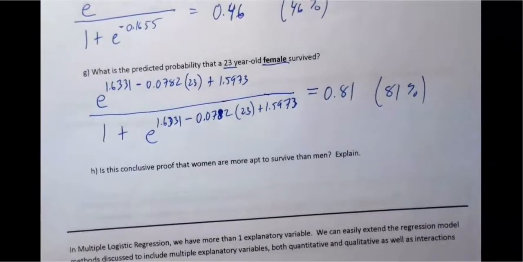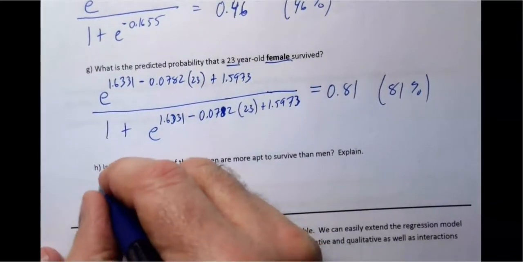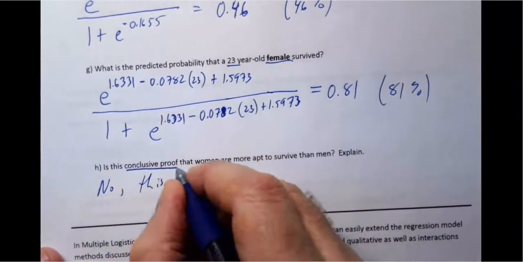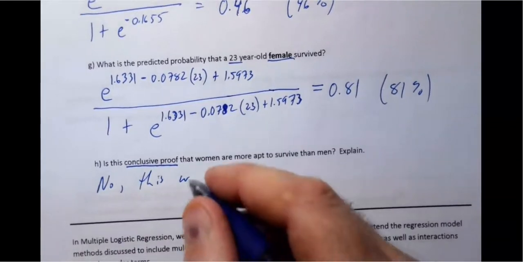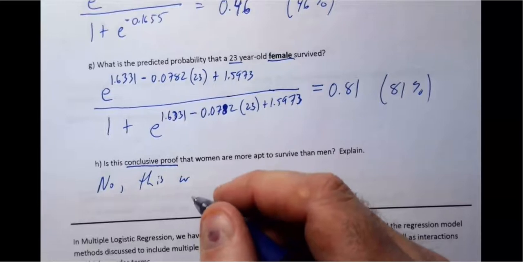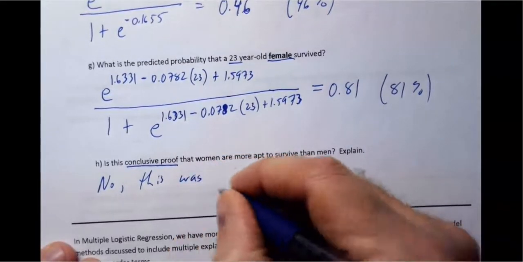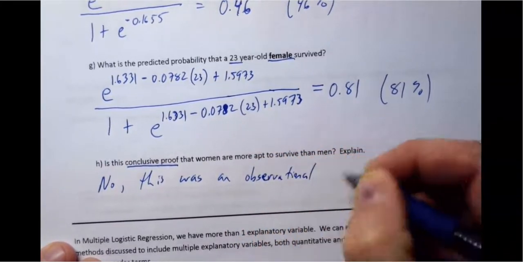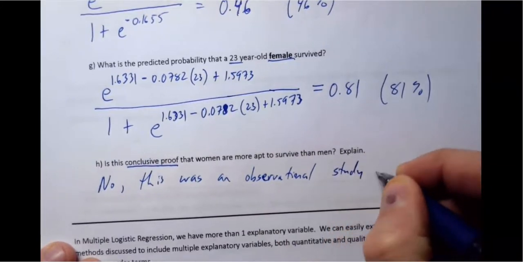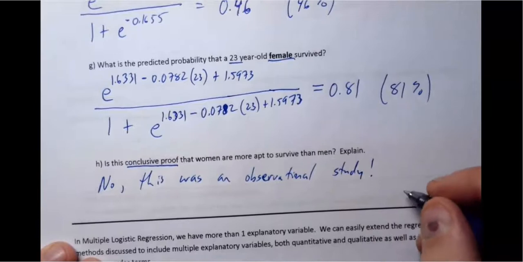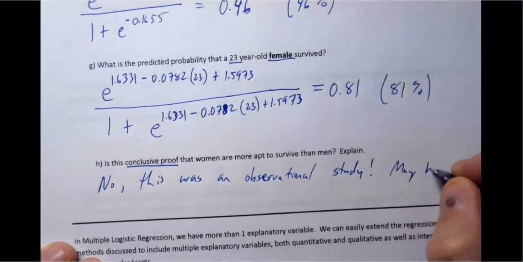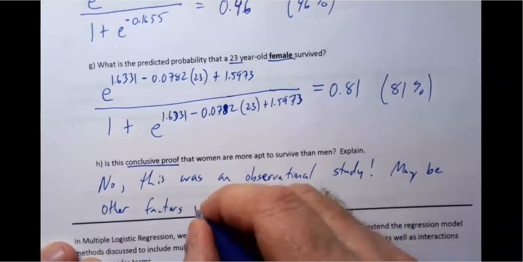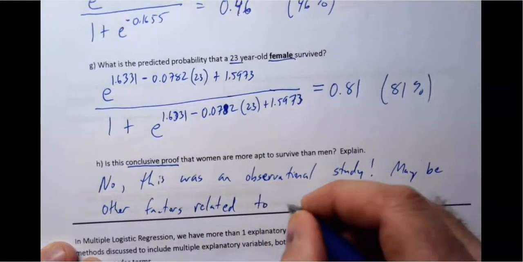So is this conclusive proof that women are more apt to survive than men? Well, no, not necessarily. We have to remember that conclusive proof is something that doesn't really exist in applied statistics. If you get into theoretical statistics, you can talk about conclusive proof of something. But this was an observational study. This was a single sample of pioneers heading to California. So there may be other factors related to survival than just age and sex. We know there are.